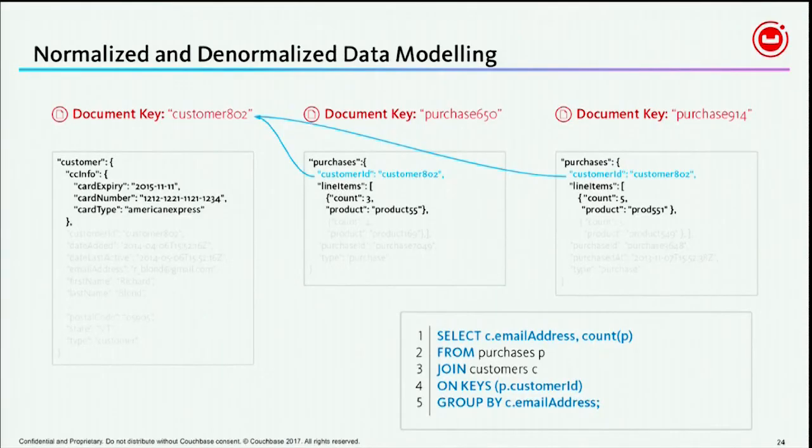Now, where the beauty of this all comes back around is that with N1QL, we support joins. And so that's relatively rare amongst other NoSQL databases, but within a single N1QL statement, you can join your purchase documents to your customer document and get back just the information that you're asking for. And so this query is saying, get all of the email addresses from the customer document, join it with all of the purchases and count them up, and then return that back to me grouped by the email address.